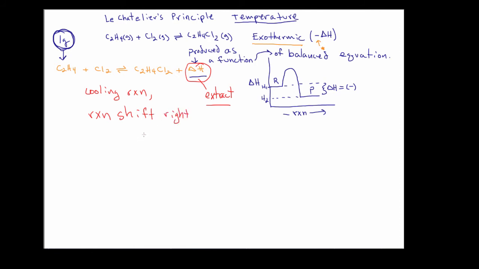So for exothermic reactions, where you want to increase the amount of products that are being produced, you want to cool the reaction. So exothermic reactions are cooled in order to shift towards more products.